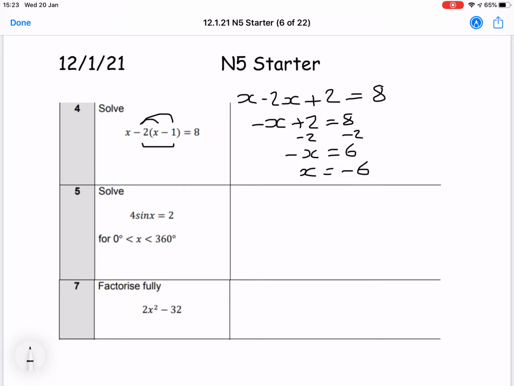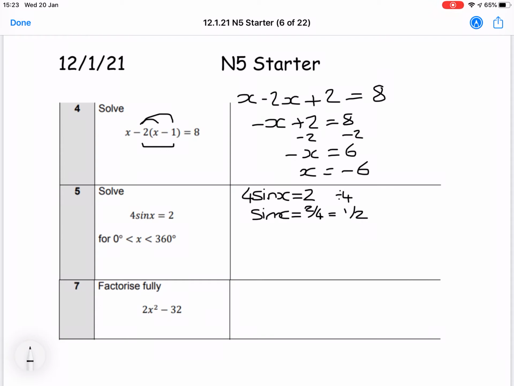Question 5 is a trig equation. So we have 4 sine x equals 2, and we want to solve that between 0 and 360. So 4 sine x equals 2. We need to rearrange that so that it says sine x. So we're going to divide both sides by 4. So we're going to have sine x equals 2 over 4, which we would simplify to 1 over 2.